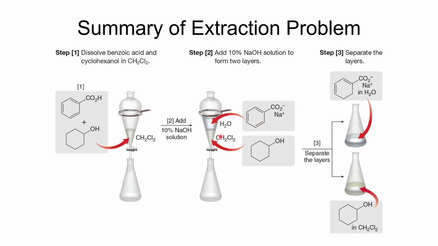Then it's just a matter of letting it settle, and we separate the layers. The lower layer is going to contain dichloromethane and cyclohexanol, which we can evaporate off the dichloromethane and get our cyclohexanol back. And then we can take our benzoic acid in water, or sodium benzoate in water, and that will be in our other container.